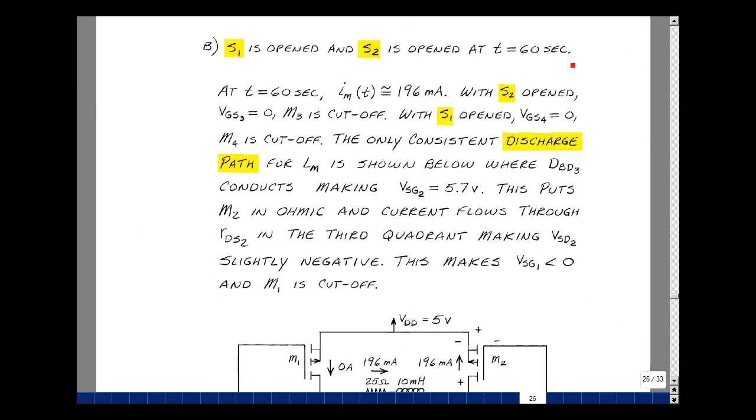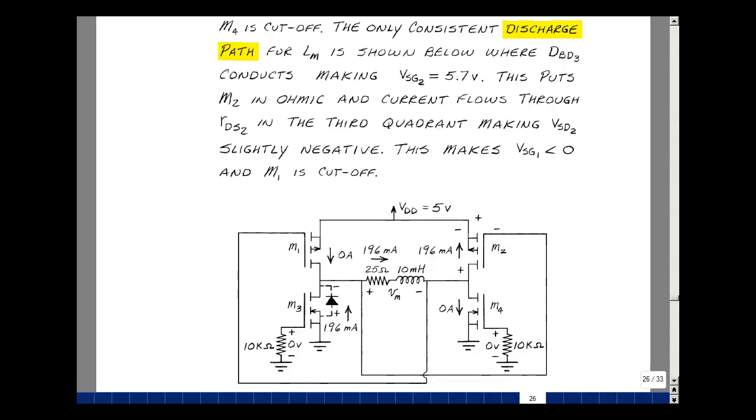At t equals 60 seconds, we're now going to open switch S1 and keep S2 still open. Our equation for the inductor had a time constant of about 400 microseconds, and 5 times that is much less than 60 seconds. We've reached the steady state value of that inductor current of 196 milliamps. Let me do the following things here on the drawing. Might be a little bit easier to see.